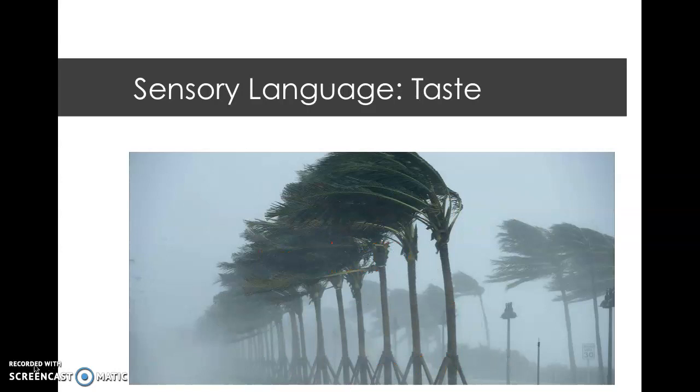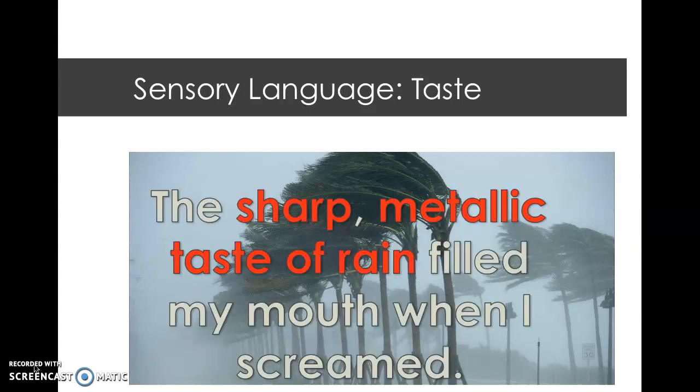And finally, taste. What would we be tasting here as we're standing in the middle of this hurricane? The sharp, metallic taste of rain filled my mouth when I screamed. So now we have two forms of sensory language, right? The sharp, metallic taste of rain and the scream that you would hear as you're in the storm.